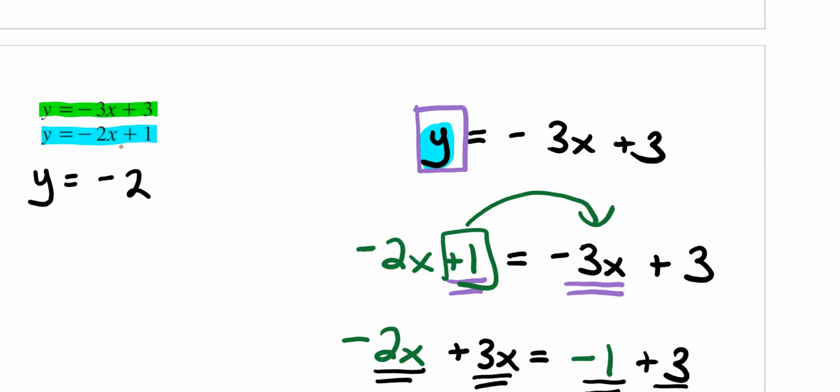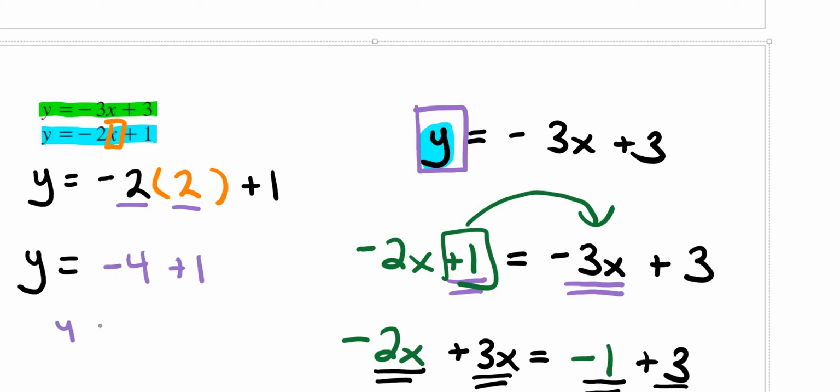Now remember, we did solve for the value of x, right? x has a value of 2 here, and then I have to add the 1. So y equals negative 2 times 2. So negative 2 times 2 is going to be negative 4, and negative 4 plus the 1 is going to be negative 3. So y would equal negative 3. All right, so our answer is 2 comma negative 3.